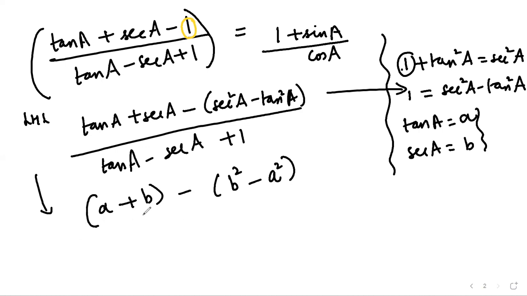This is a little easier for me to understand. So I've just replaced the 1 in the numerator in that format. And tan A is what? a. Secant A is what? b. Plus 1. Okay, see now what happens.